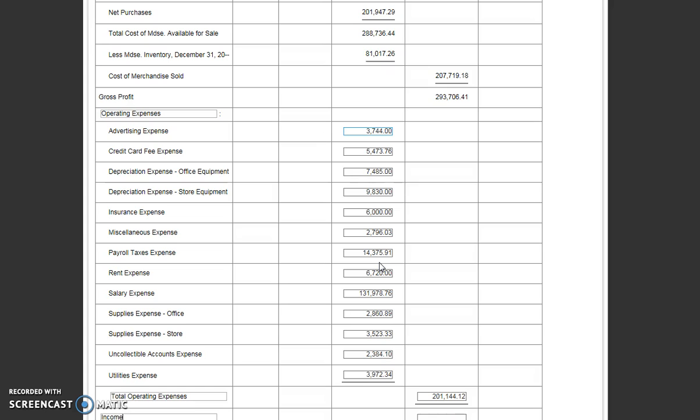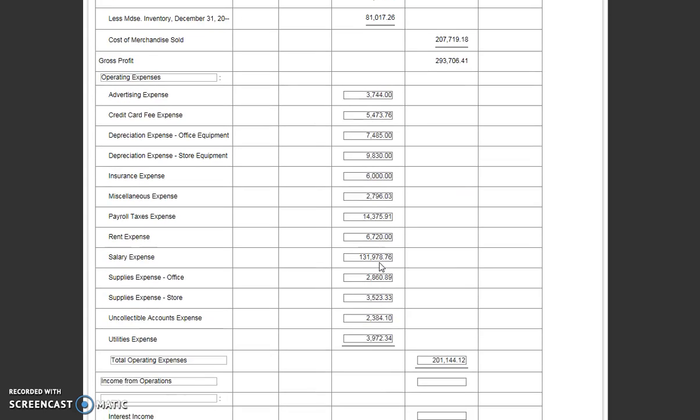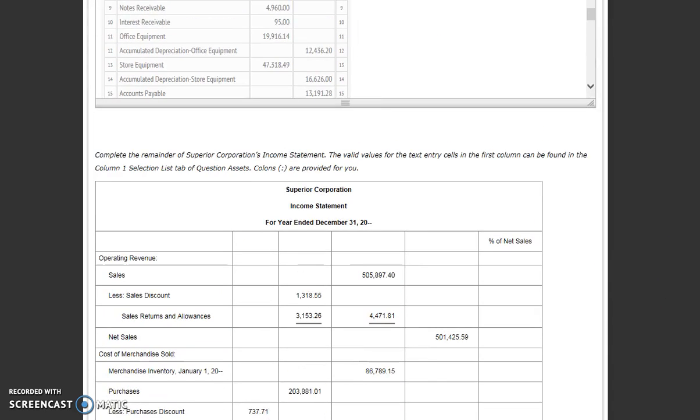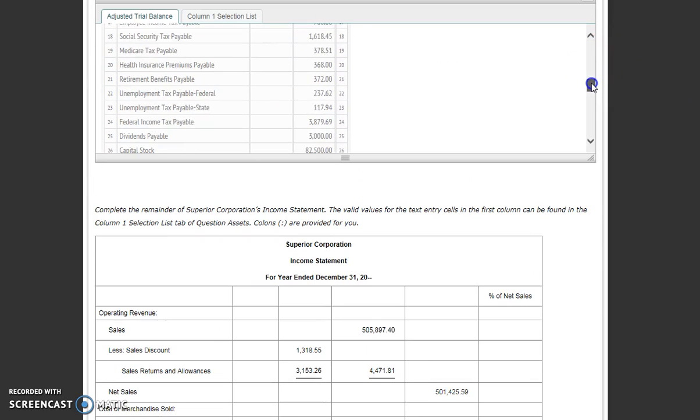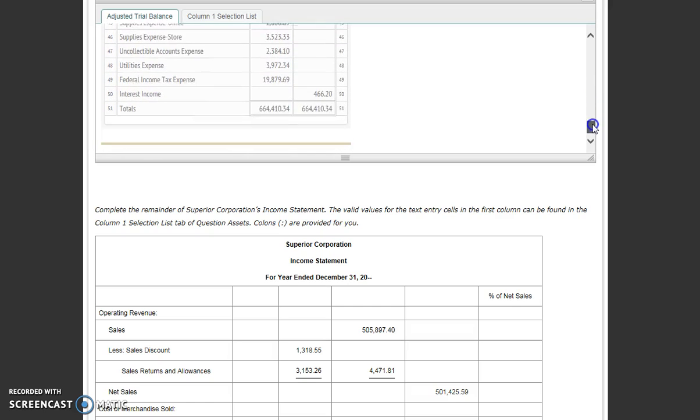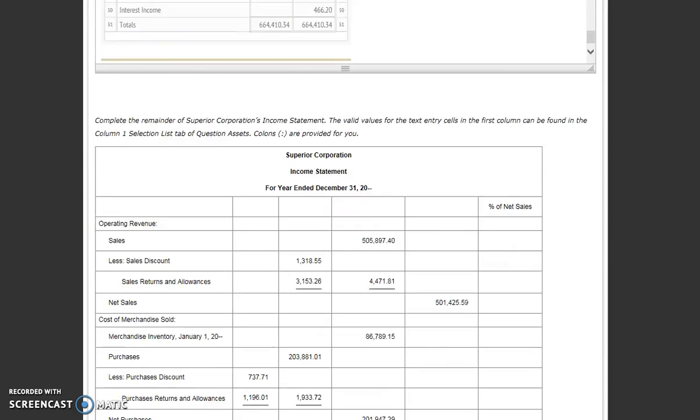Then we're moving on to income from operations. Okay, we're at income from operations. We take our 293 and subtract our 201. We have 92,562.29. Other revenue. Interest income. Go up here and grab it, if we can find it quickly. $466.20.